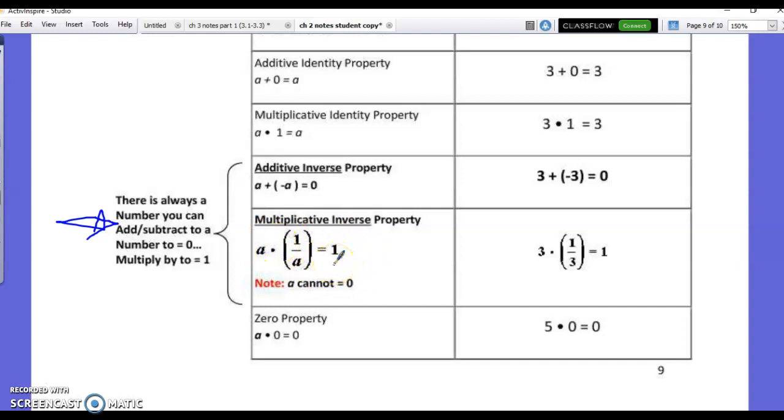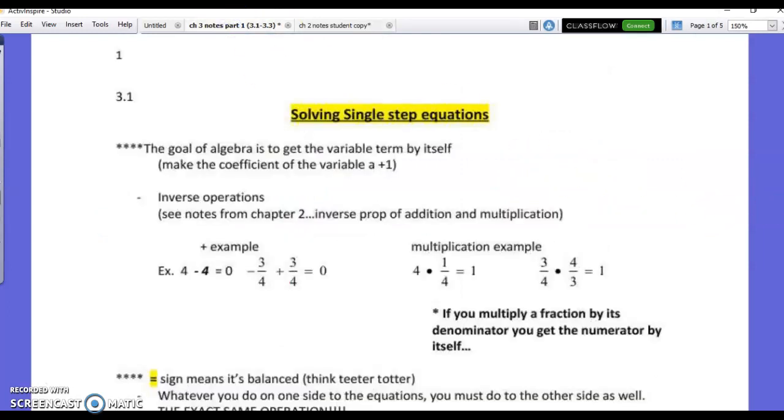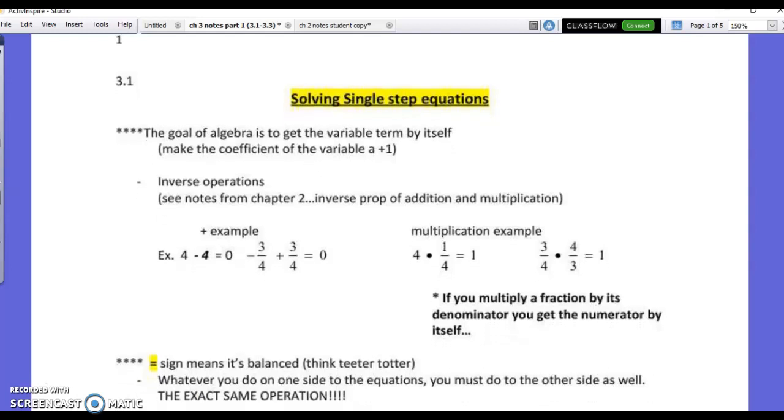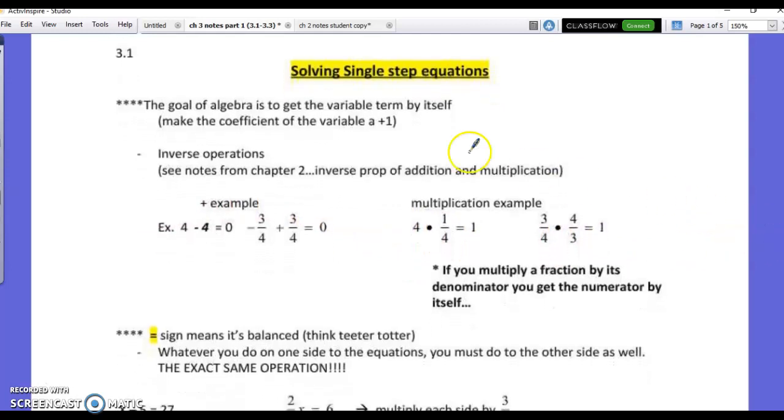So there's always a number we can multiply or divide to get something to equal 1, or something we can add or subtract from something to get it to equal 0. That is basically what we are going to use over and over again when solving for equations. So I'm going to be referring to those a lot in this section in helping you understand how to solve for a variable.